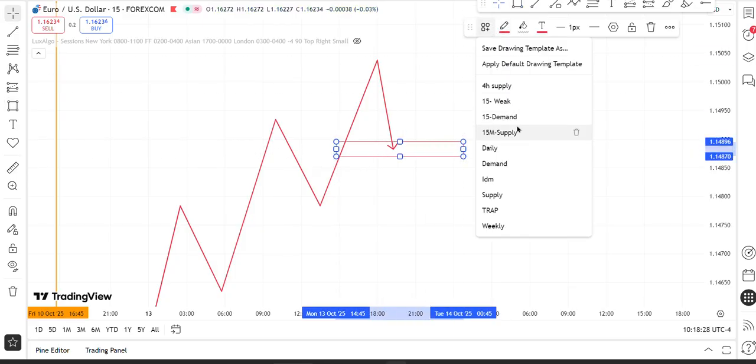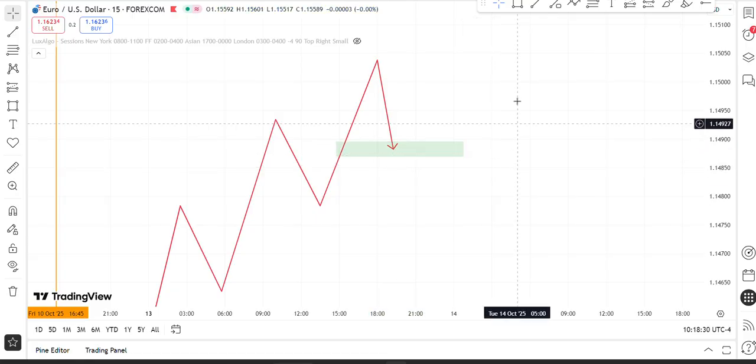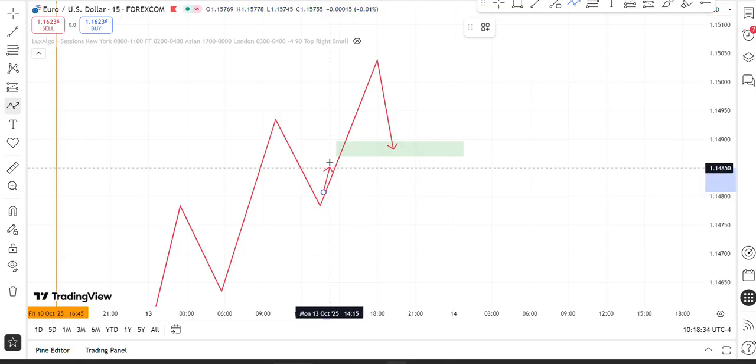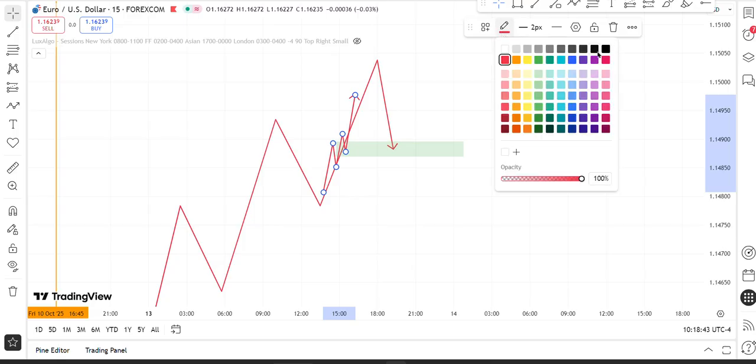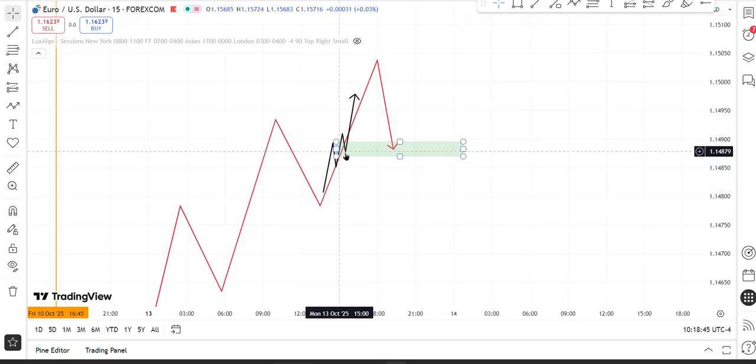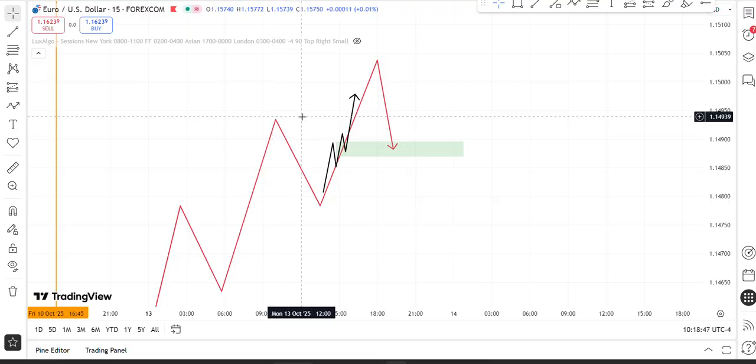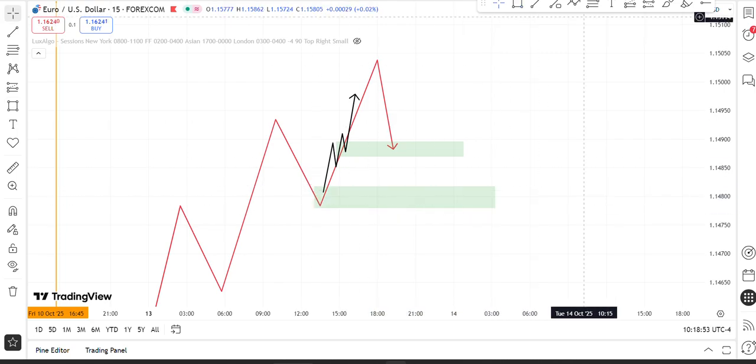A demand here, which will be a decisional demand, because this demand would have led to the break of structure, the external break. These are internal trends, right? I'll change the color. These are internal trends. This demand has led to the break of the external structure. So this is a decisional demand that also holds good power, and then we have the extreme demand.